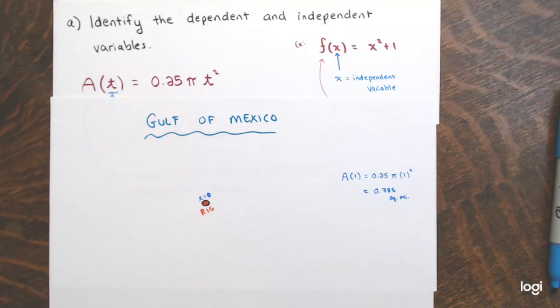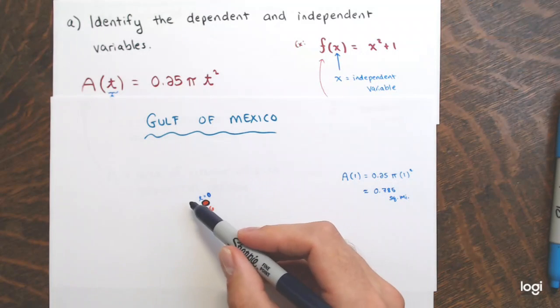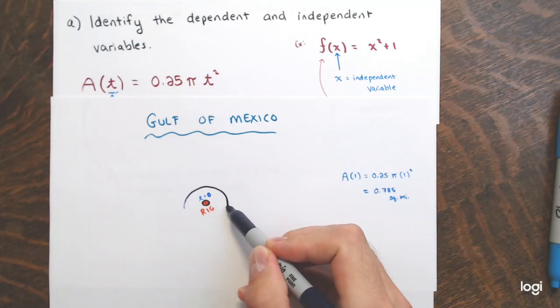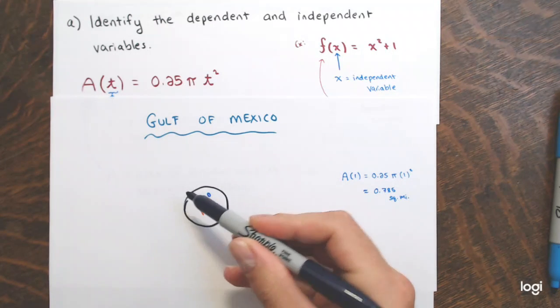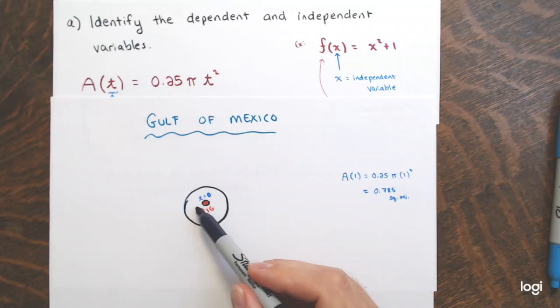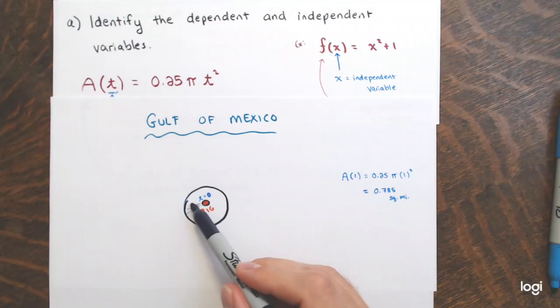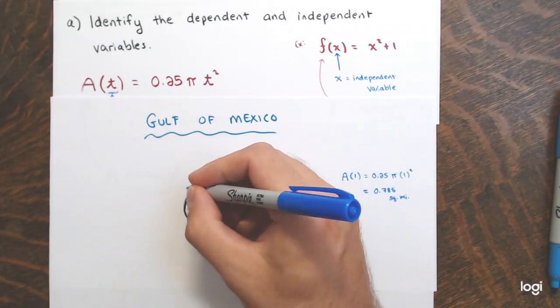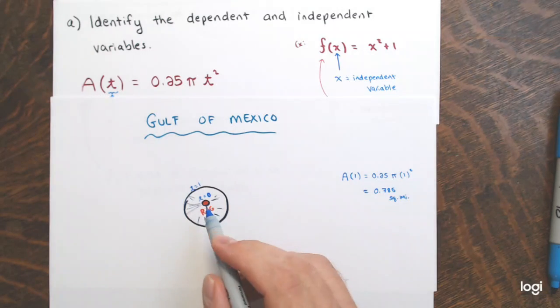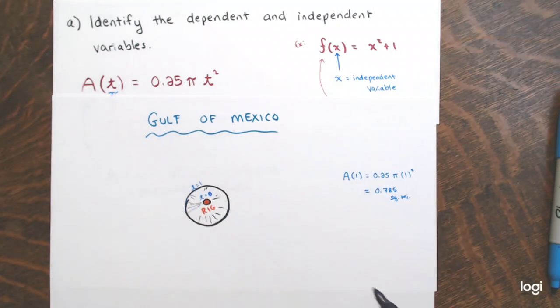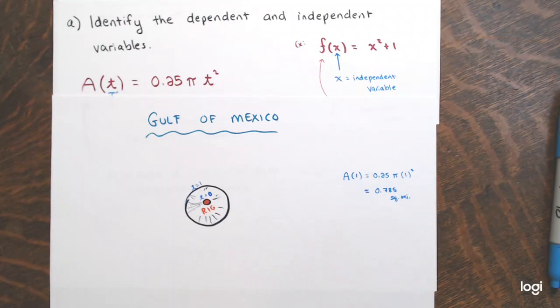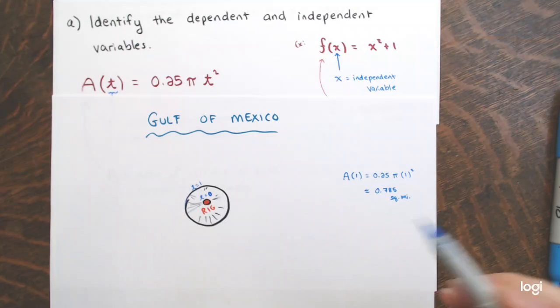So each day the circle is going to get bigger. After 1 day, the oil has expanded out, more and more oil has poured in. I'm sure in real life it wasn't a perfect circle, but let's say the oil starts pouring out and creating this bigger circle when t equals 1 day. One day later, the oil has expanded out this far, covering an area of 0.785 square miles, and then it just keeps going.